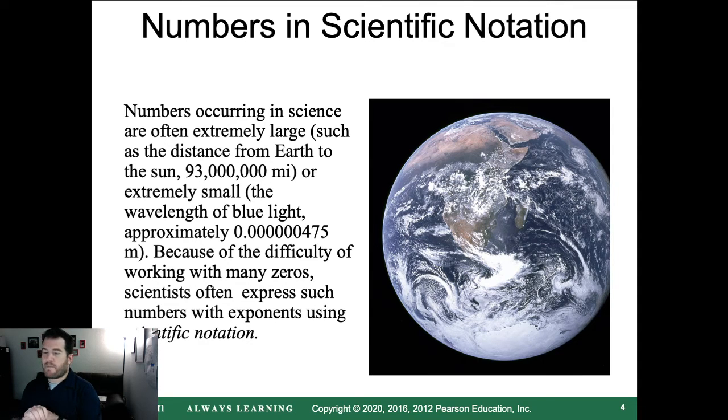So basically, at some point in the world, scientists got together and said, hey, we're using these really, really big numbers and we're using these really, really small numbers. And instead of me saying, well, this case is kind of different, it's only 93 million, but it could be 93 trillion or 93 billion. Like, you don't want to say all that. So they came up with this notation that you can use.